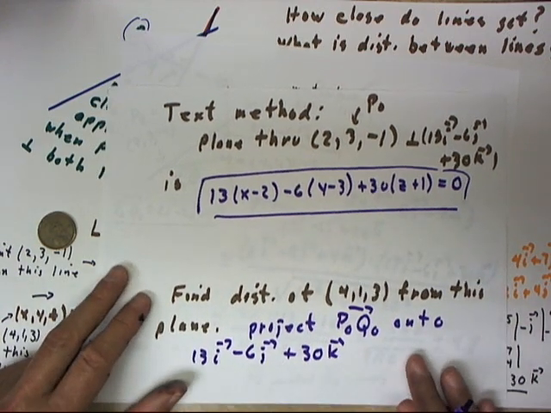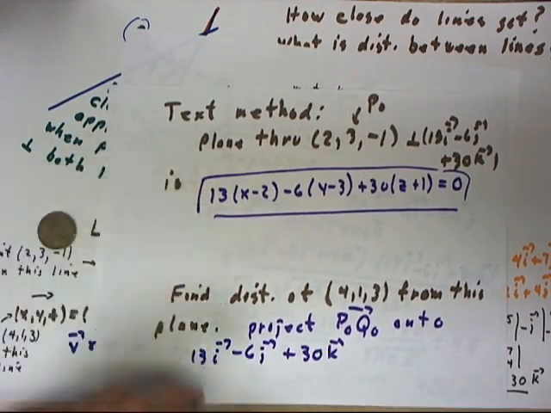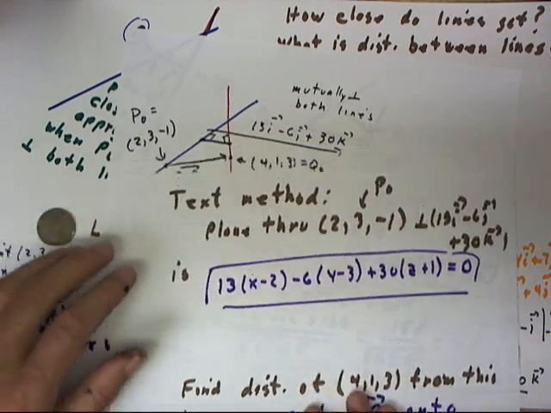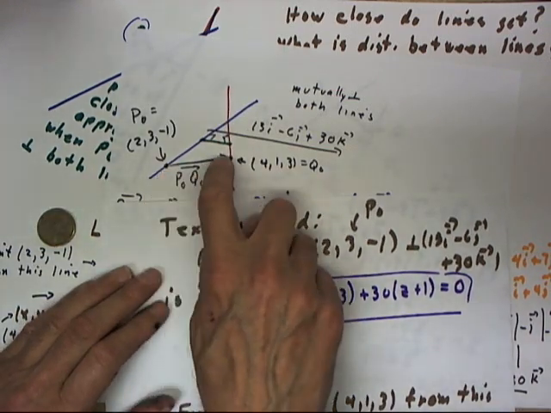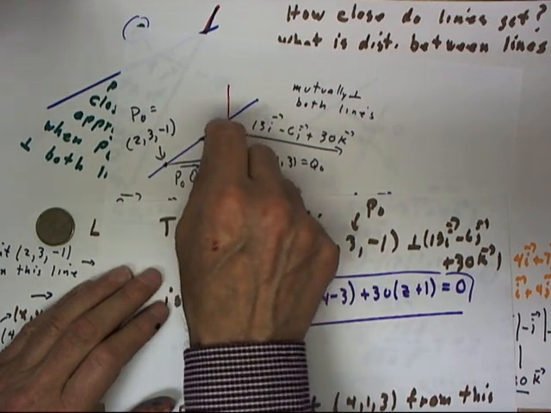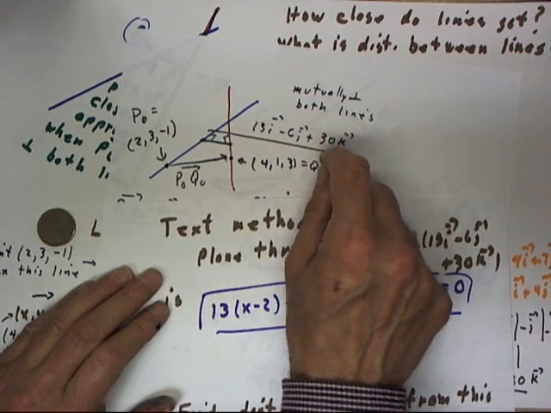This is simply another way of looking at the situation, of visualizing what's going on. Again, we project this vector onto the plane that passes through this point perpendicular to this vector.